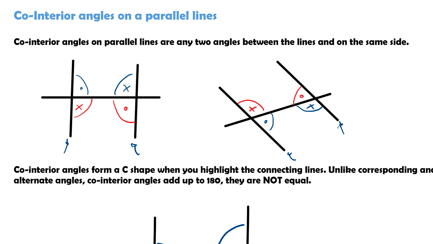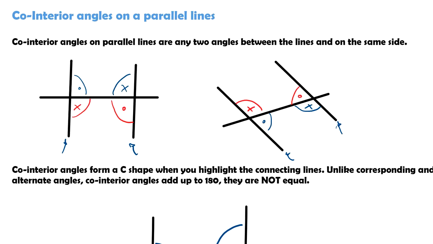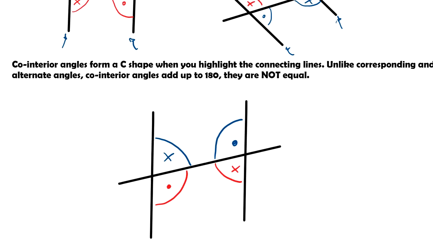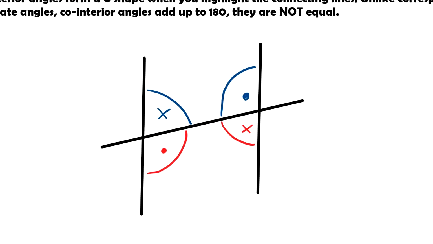Like corresponding and alternate angles, co-interior angles have a little hint, and it forms a C shape. If you highlight the connecting lines, it makes a C shape. But unlike corresponding and alternate angles, co-interior angles add up to 180. They're not equal. Let me say that again. Co-interior angles add up to 180. They are not equal. On your screen, I'm going to do some highlighting to show you the shape it makes.